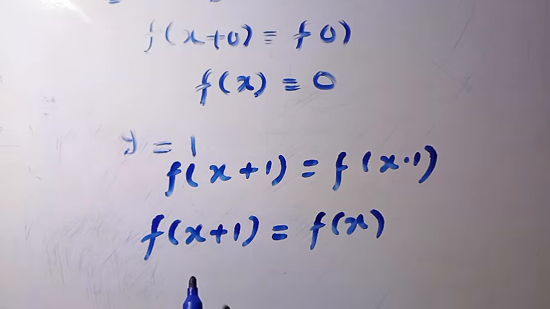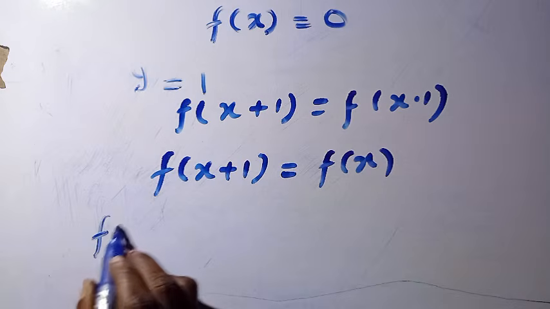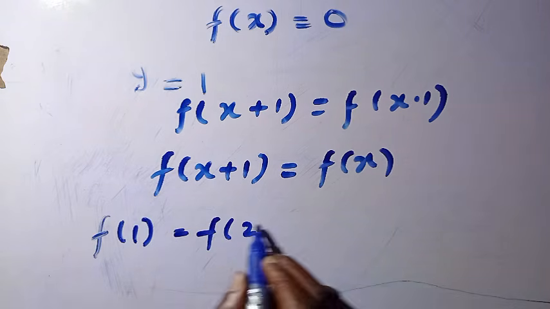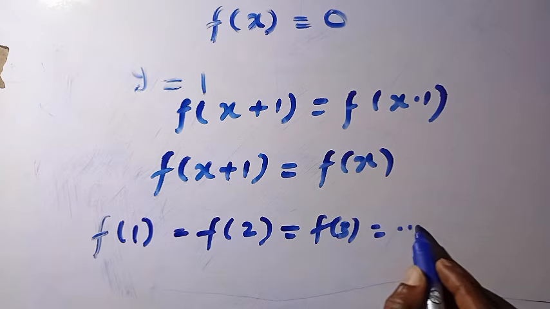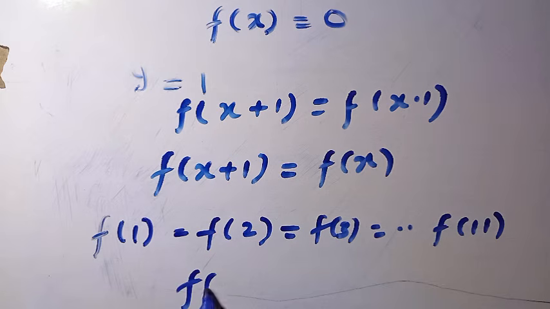So this is showing us that this function is periodic with a period of 1. And if the domain is the integers, this implies that f of 1 equals f of 2, which equals f of 3, and that's how it keeps going till we reach f of 11. And we then imply that our f of 11 equals 5. All are constants.